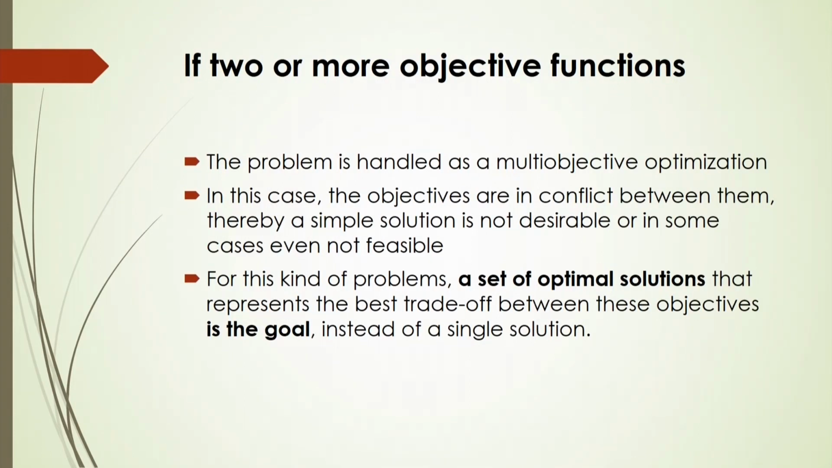So, instead of a single solution, a set of optimal solutions will be obtained for these kinds of problems. For multi-objective optimization, you will have a set of optimal solutions instead of a single solution, whereas in single objective functions you can expect only a single solution. In multi-objective functions, the objectives are in conflict between them, thereby a simple solution is not desirable, or in some cases not even feasible, because you are considering several decision variables based on environmental, social and other considerations.